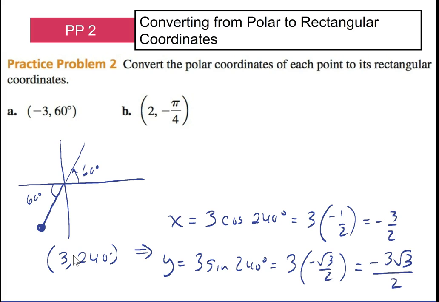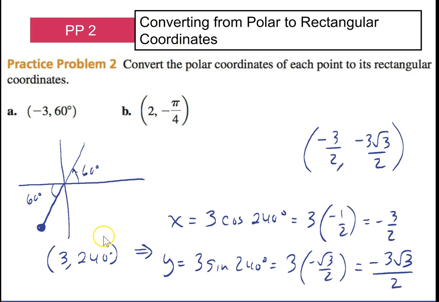There it is. There's the rectangular coordinate for that polar, that point in polar coordinates. There it is. We've converted from polar coordinates to rectangular coordinates.